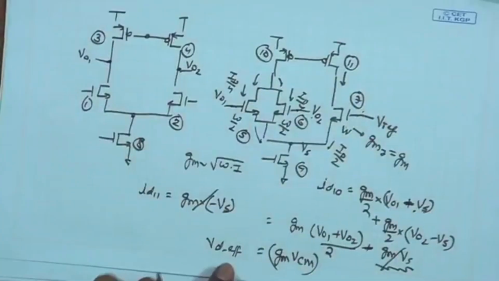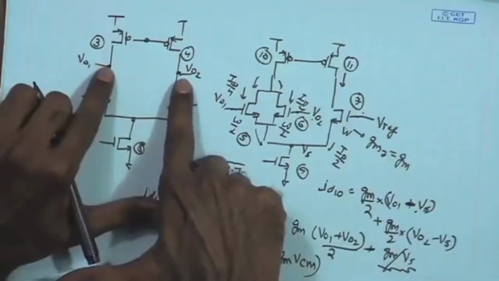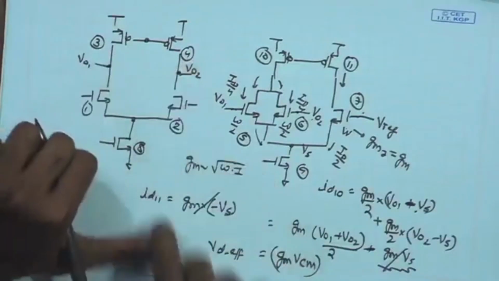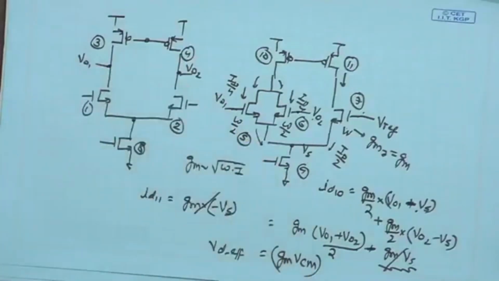Now, if you look at the polarity, once again if VCM goes up, it means both the signals are going up, or the common mode level of the first amplifier, the main differential amplifier, is going up.